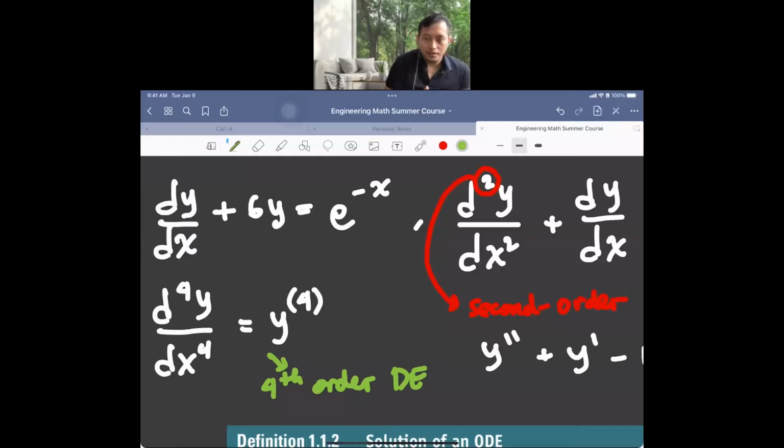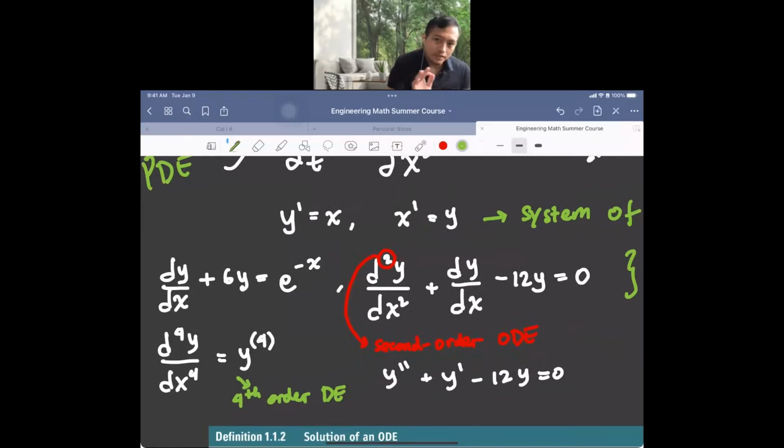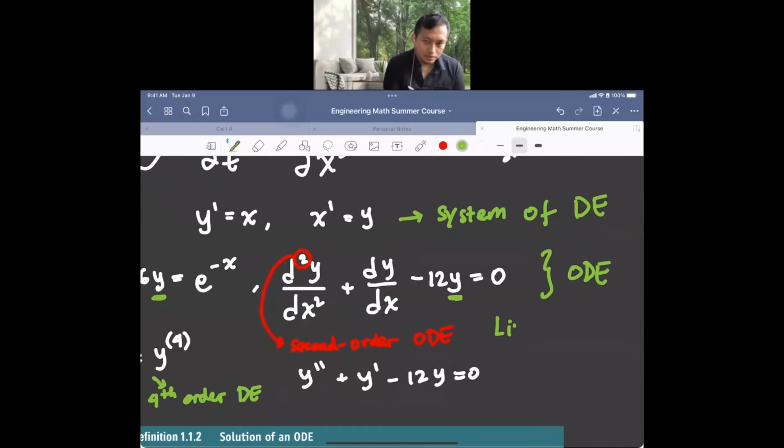And of course, if you see the first order, the second order, see that we don't have any power, right? We don't have any power. We call this linear. Let me just write linear DE, either first or second order.